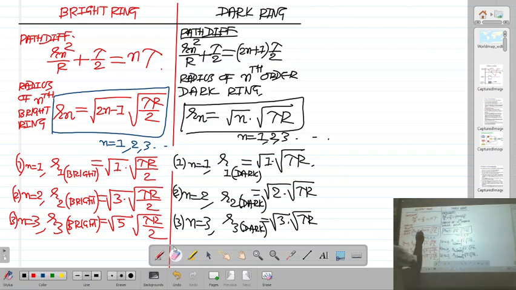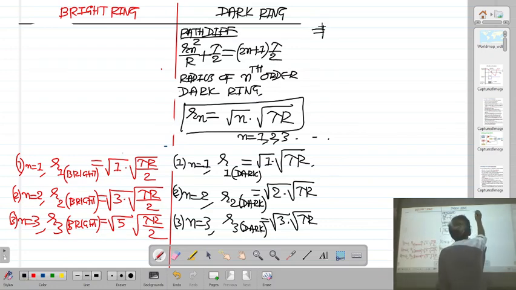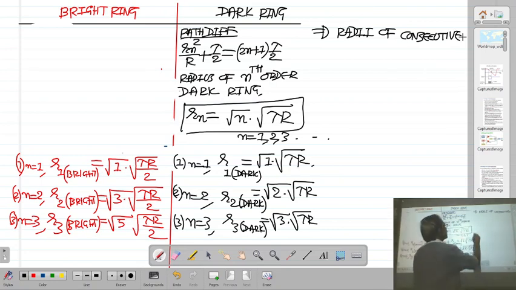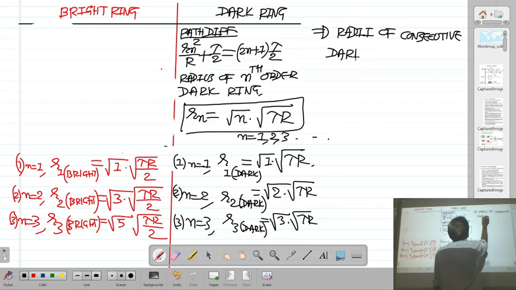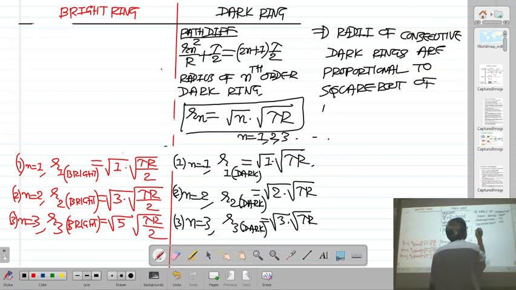Okay, so we mentioned the property that the radii of consecutive dark rings are proportional to the square root of natural numbers.